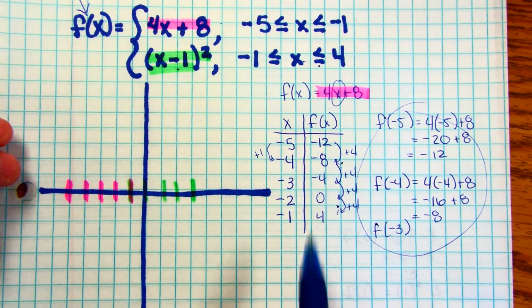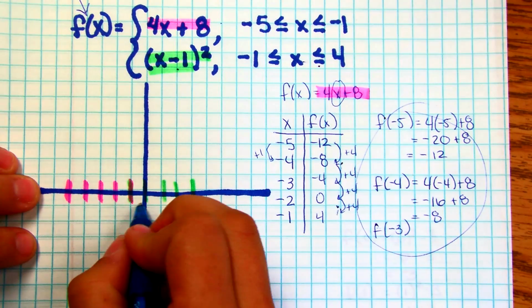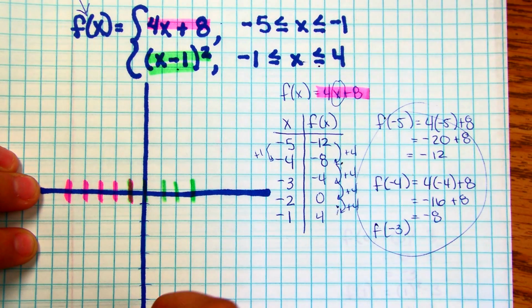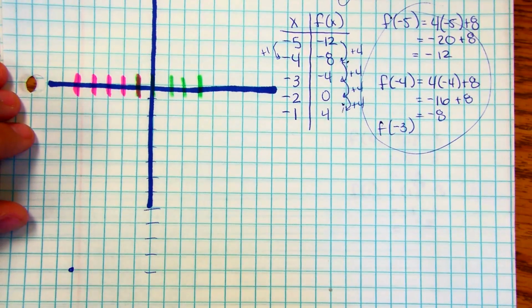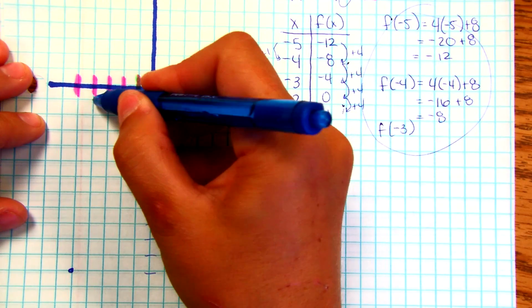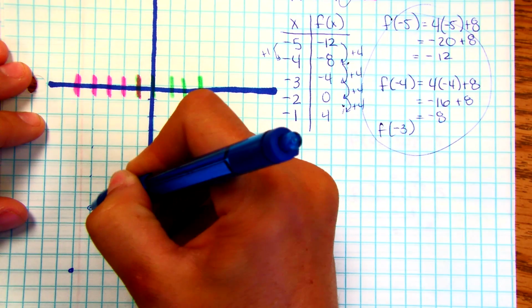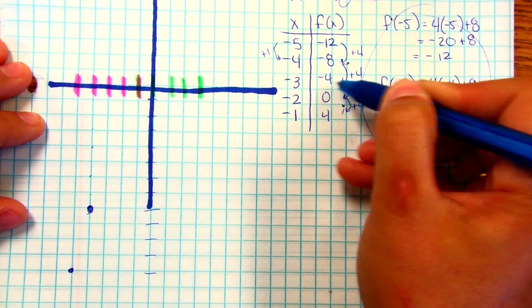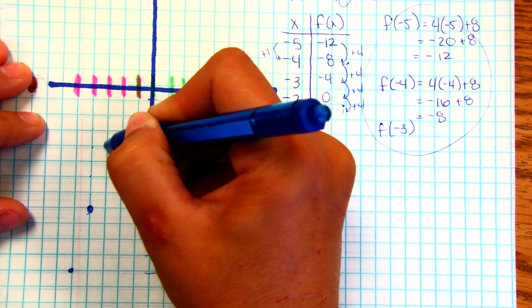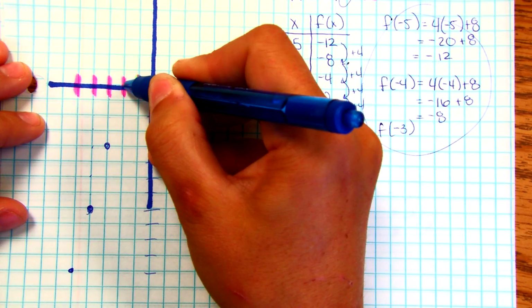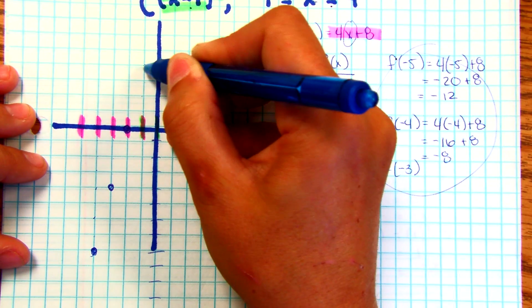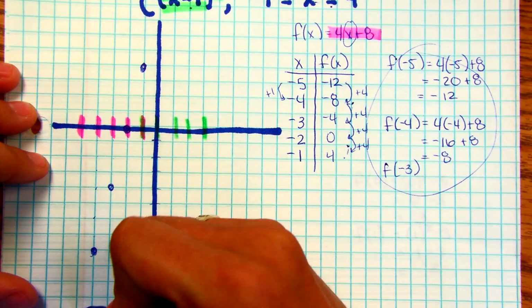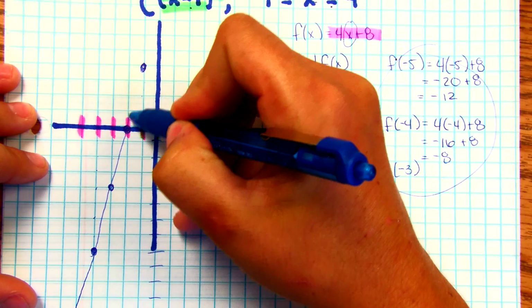So I'll graph -5, -12. I know I've gone off my screen. Give me a moment. Okay, -4, -8. -3, -4. -2, 0. And 1, 4. So we went ahead and we graphed this function on that interval.